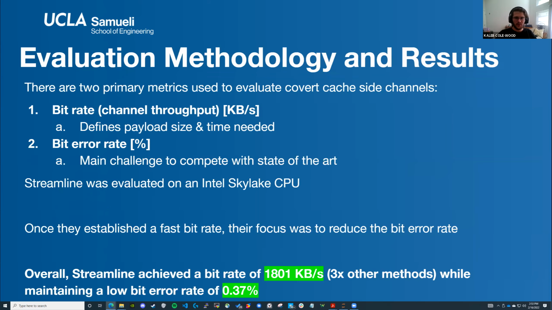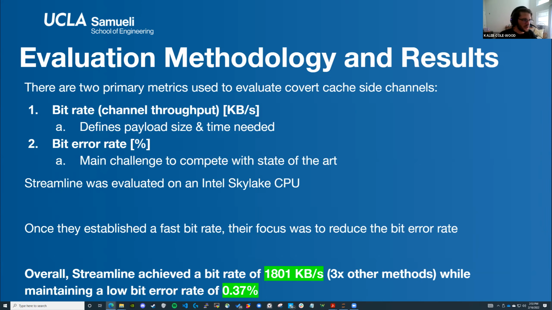So for the evaluation methodology, the 2 primary metrics used to evaluate Streamline were bit rate and bit error rate. Bit rate describes the throughput of the channel, or how much data can be sent, and that can shape your payload size between covert parties. So their strategy was to try to achieve a high bit rate first. And then the second metric was bit error rate. So they want to minimize that under 1% at least to compete with the state-of-the-art methods.